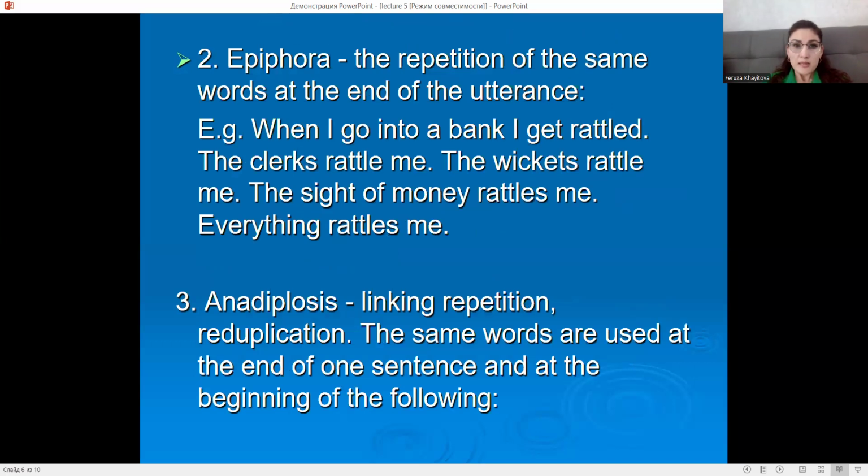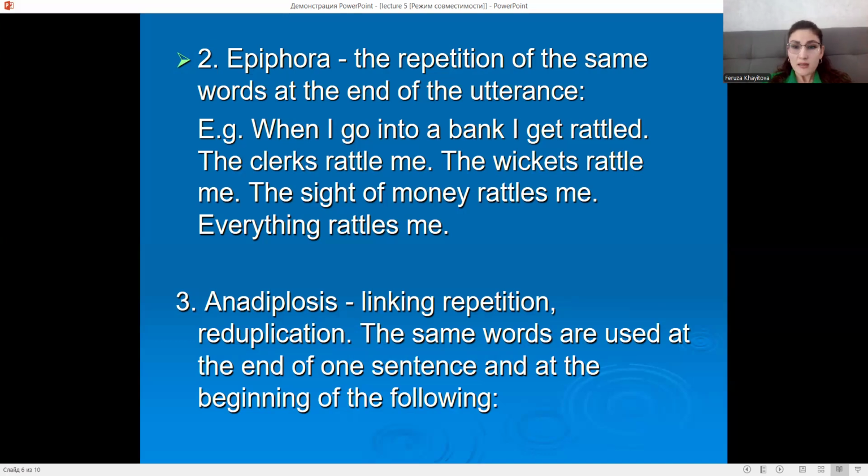The next one is epiphora. The repetition of the same words at the end of the utterance is epiphora. For example, "When I go into a bank, I get rattled. The clerks rattle me, the wickets rattle me, the sight of money rattles me, everything rattles me." Rattles me is repeated at the end of the utterance. That's why it's epiphora.